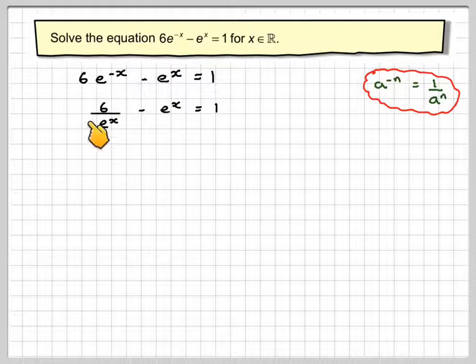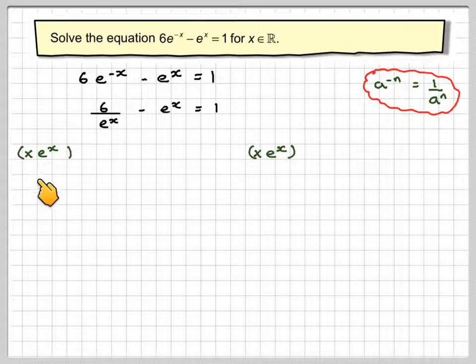Now what makes the equation difficult is that we are dividing by e to the x. So to remove that, we're going to multiply the whole equation through by e to the x. So we've got 6, e to the x times e to the x. The e to the x will cancel out, so we're left with 6 minus e to the x squared is equal to 1 times e to the x, which is e to the x.